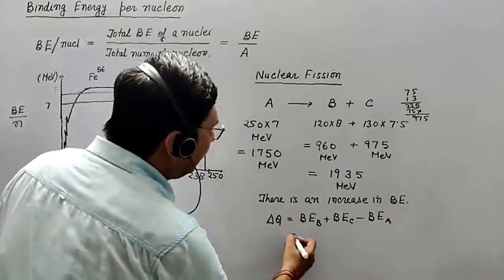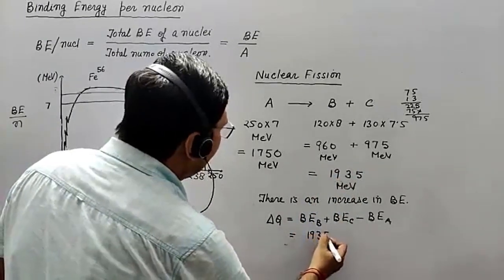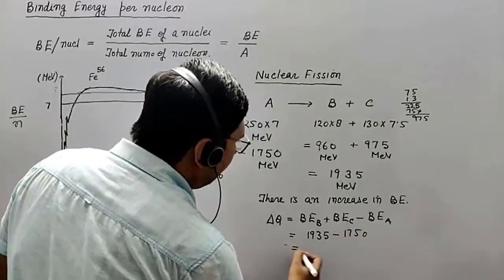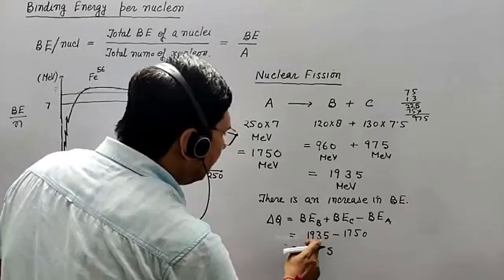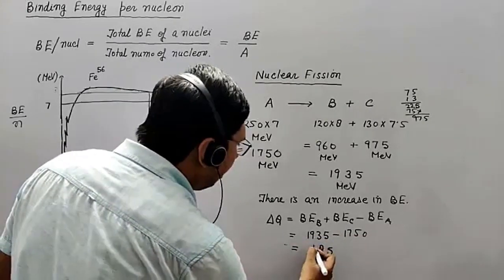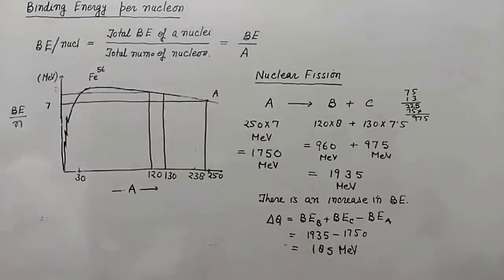How much energy will be released? The sum of these two is 1935 MeV and this is 1750 MeV. So this will be 5 here. This will be 13 minus 5. This will be 8 and this will be 1. So 185 MeV energy will be released in this process.